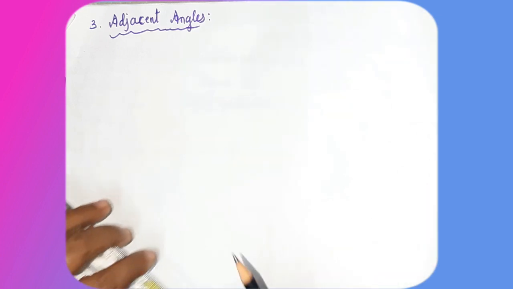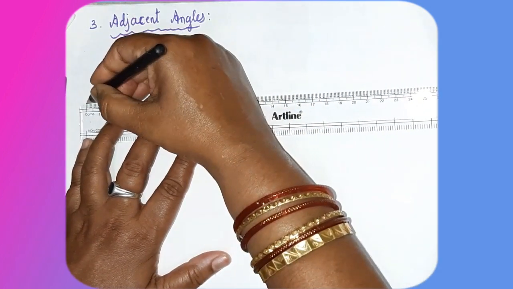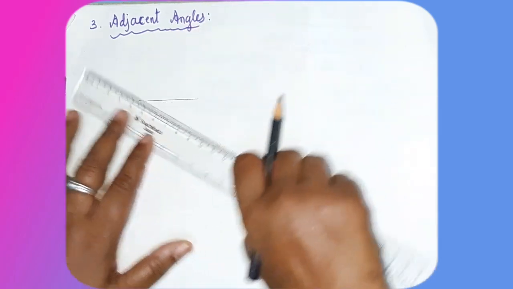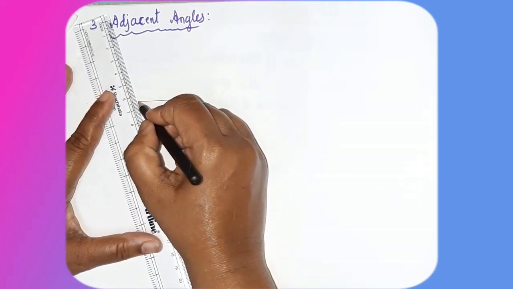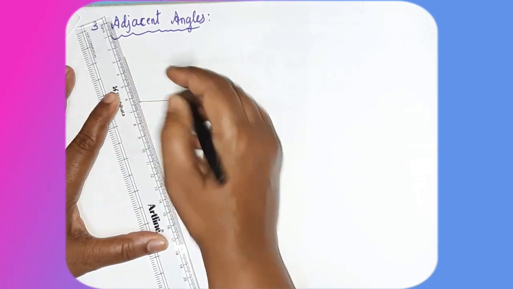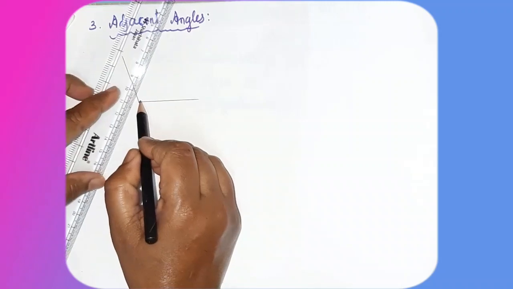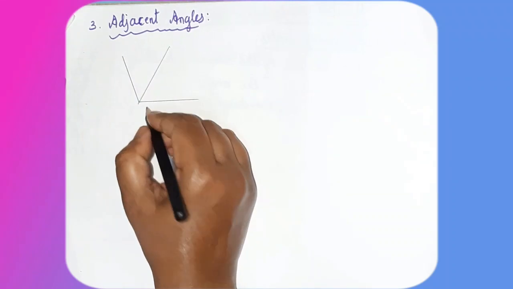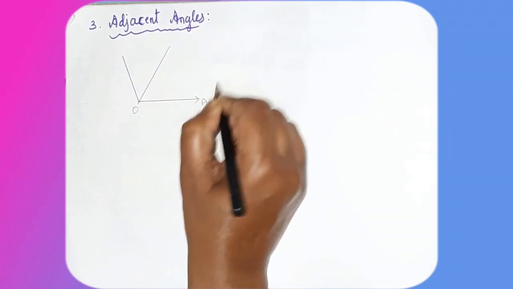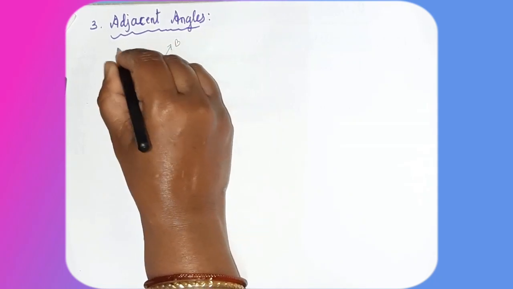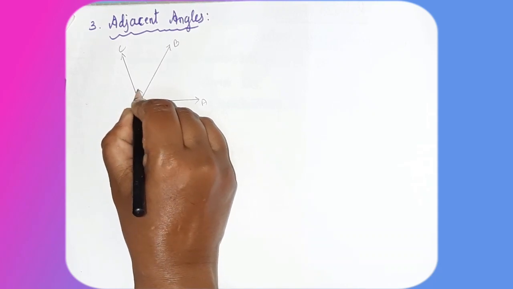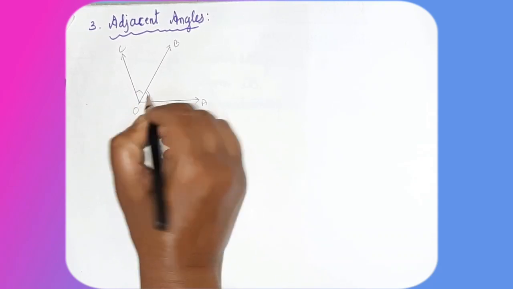First I'll explain with the help of a diagram, so it will be easy for you to understand. See here, this is one line segment, and this is a ray, or you can consider these three also as rays OA, OB, OC. Now just observe this. Here one angle is formed, and here another angle is formed.